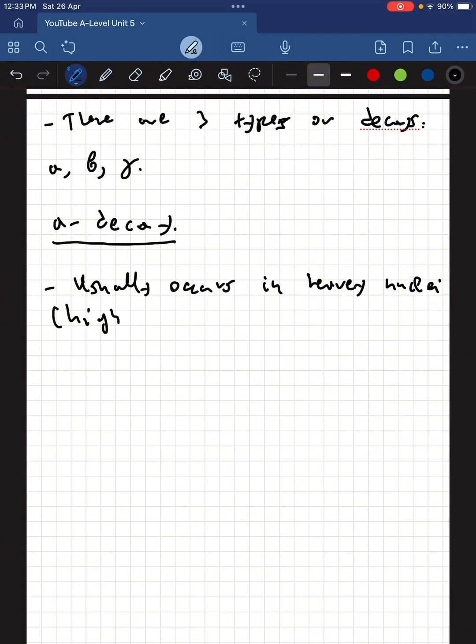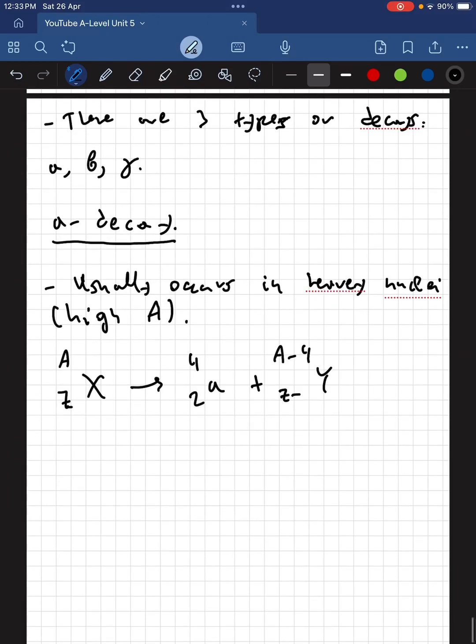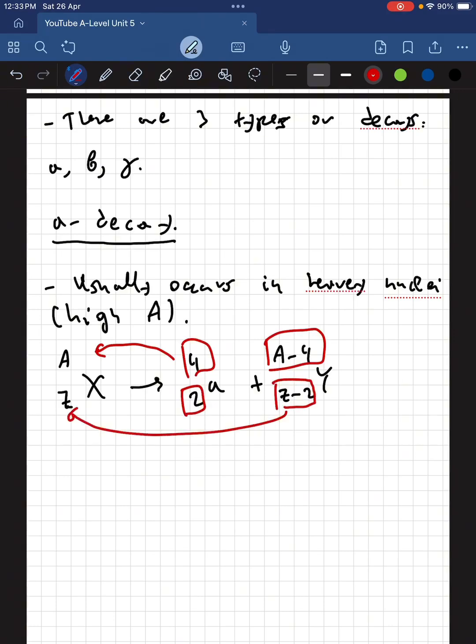So for high mass numbers, okay? In this decay, what happens is that you start with a nucleus with some mass number A and some atomic number Z, and you go to an alpha particle plus a new nucleus with a mass number A minus 4 and an atomic number of Z minus 2, because again, A minus 4 plus 4 gives you A, okay? So this should add to that, and now this should add to that, okay?